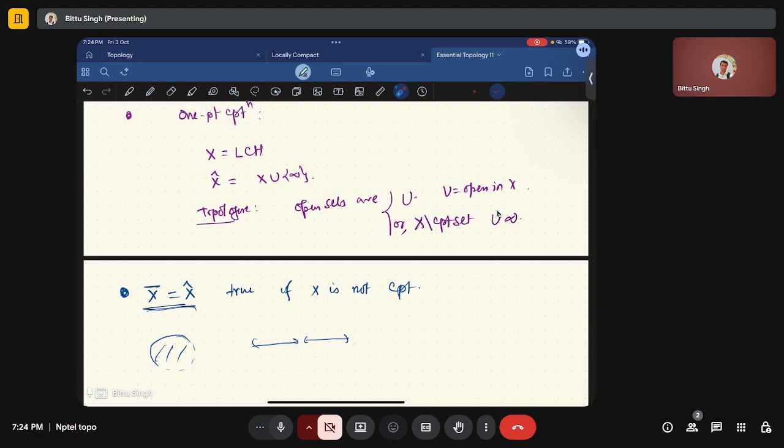One-point compactification of a compact space is a problem, because the closure of the underlying space is not the same as the set X if the given space is itself a compact space. So that is the problem. Otherwise, everything is okay.